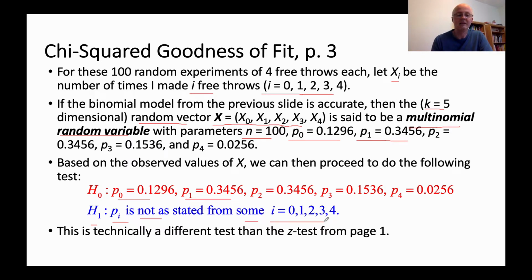This is technically a different test than the z-test from page 1, 2 pages ago. This is page 3 of this example here. Okay, it is a different kind of test. There we were testing, is p 0.4, where p was the probability of success on any one time I'm taking a free throw. Here I'm looking at the overall distribution in 4 attempts. We should expect a different p-value, okay?